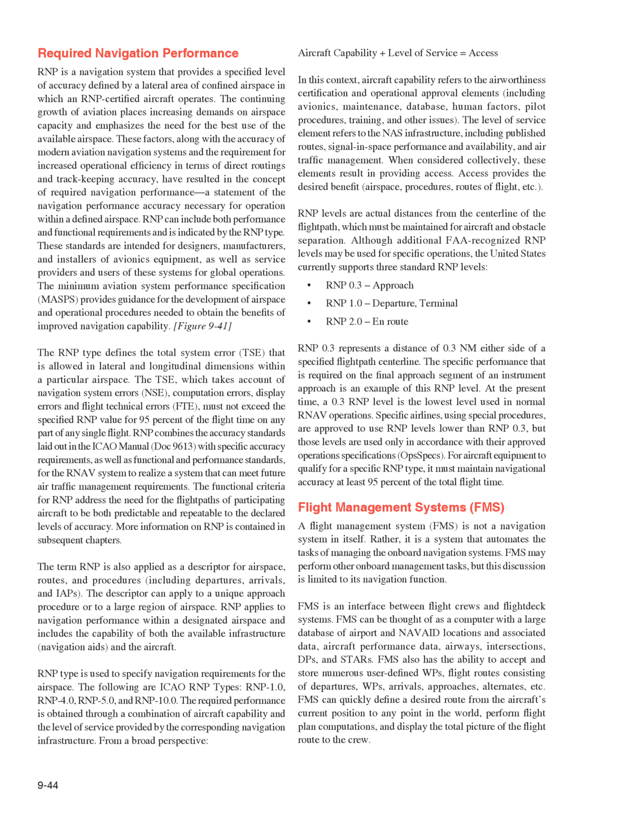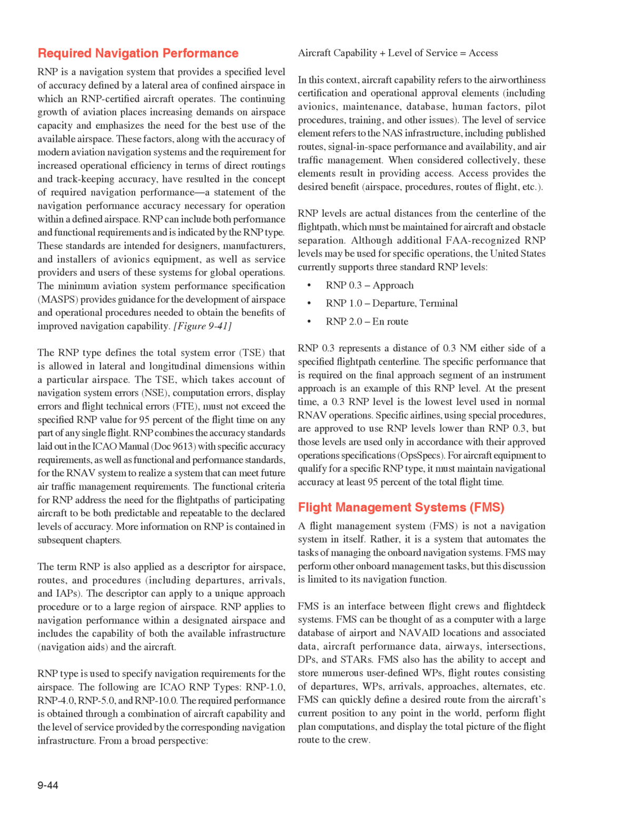RNP levels are actual distances from the centerline of the flight path, which must be maintained for aircraft and obstacle separation. Although additional FAA-recognized RNP levels may be used for specific operations, the United States currently supports 3 standard RNP levels: RNP 0.3, Approach; RNP 1.0, Departure, Terminal; RNP 2.0, En route. RNP 0.3 represents a distance of 0.3 nm either side of a specified flight path centerline. The specific performance that is required on the final approach segment of an instrument approach is an example of this RNP level.